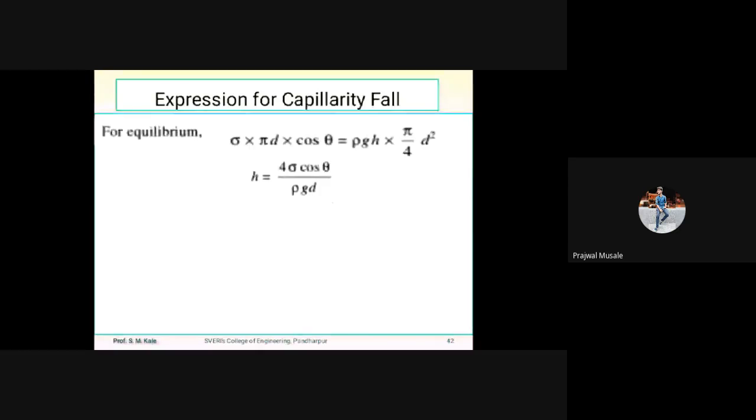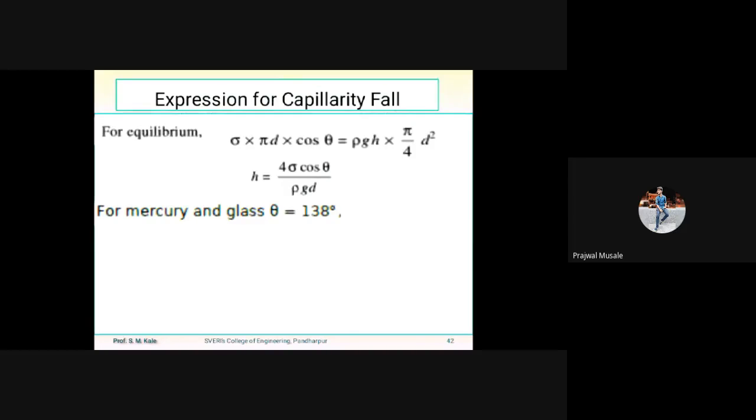In case of capillarity fall, the general equation that we are getting is the same, that is 4 sigma cos theta upon rho g d. Here, whatever value of theta is there, in case of mercury and glass, you have to remember both the values. The value of theta for water and glass is equal to 0, and the value of theta for mercury and glass is equal to 138.